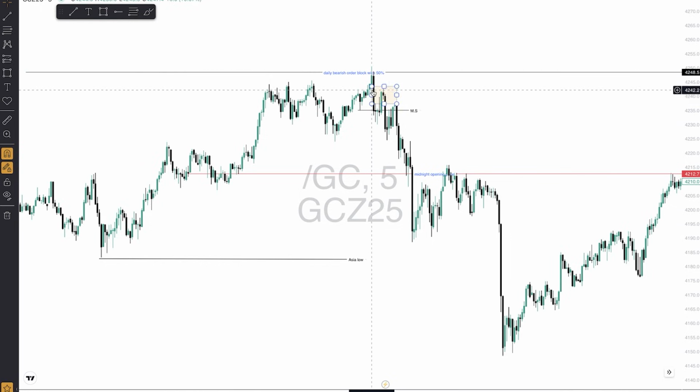rejects, breaking market structure, creating that displacement in price, which is that fair value gap that's created as price breaks this market structure here. Price then retraces into that and then trades lower, breaking market structure again. And you see how easy it is. Once the manipulation happened, now price is in the distribution phase.